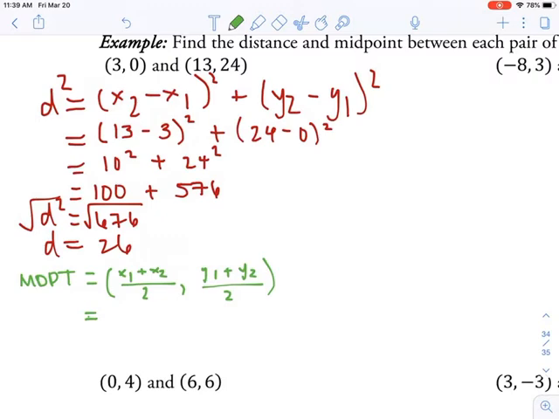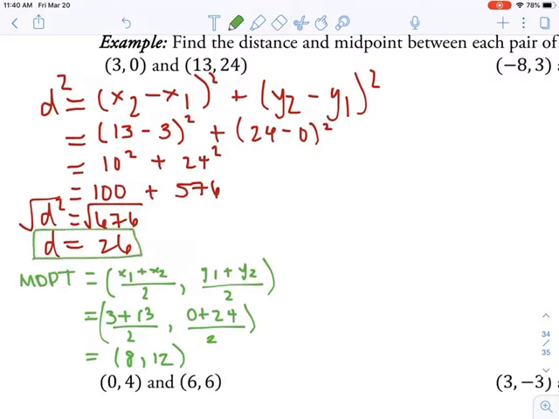That's it. Okay, so x1 is 3 and x2 is 13, and then y1 is 0 and y2 is 24. So that gives me a final answer of 16 divided by 2, which is 8. Normally I would write out an extra step, but as you can see, I'm totally out of space. And then 0 plus 24 is 24, divided by 2 gives me 12. So there we go. Those are my 2 answers.